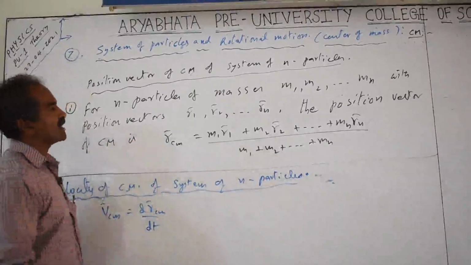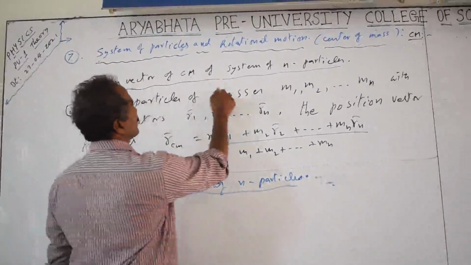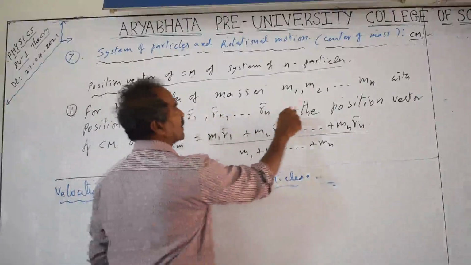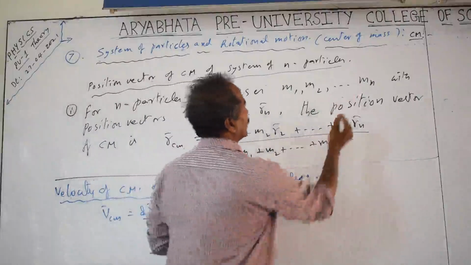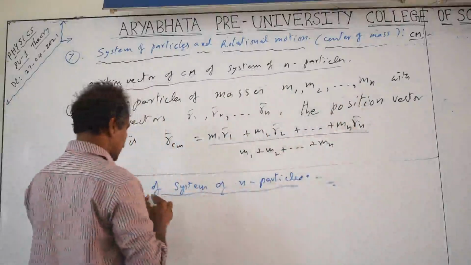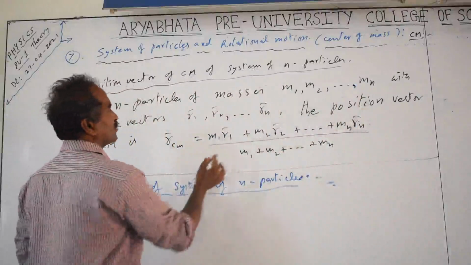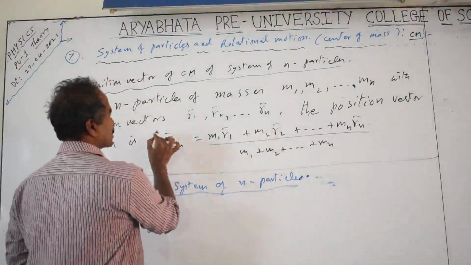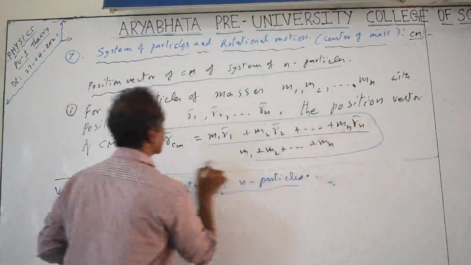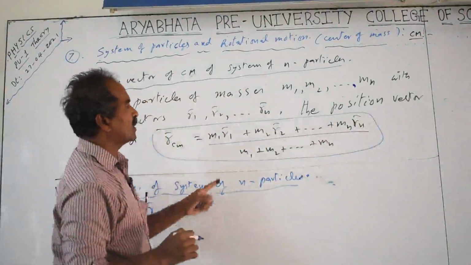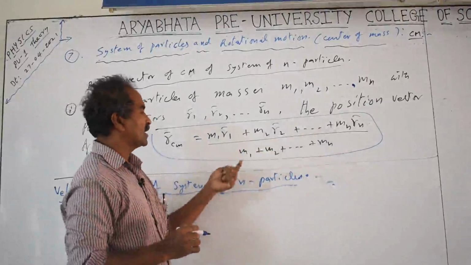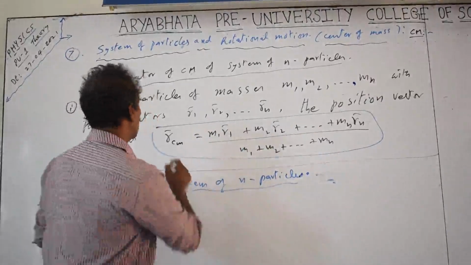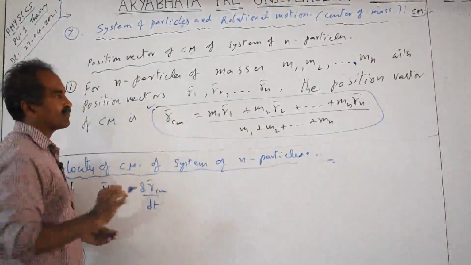For n particles of masses m1, m2 and so on mn, with the position vectors r1 bar, r2 bar, rn bar, the position vector of the center of mass is rcm bar equals m1 r1 bar plus m2 r2 bar and so on mn rn bar, divided by the total mass m1 plus m2 plus m3 and so on mn. Only this formula can also be asked for a 1 mark question.